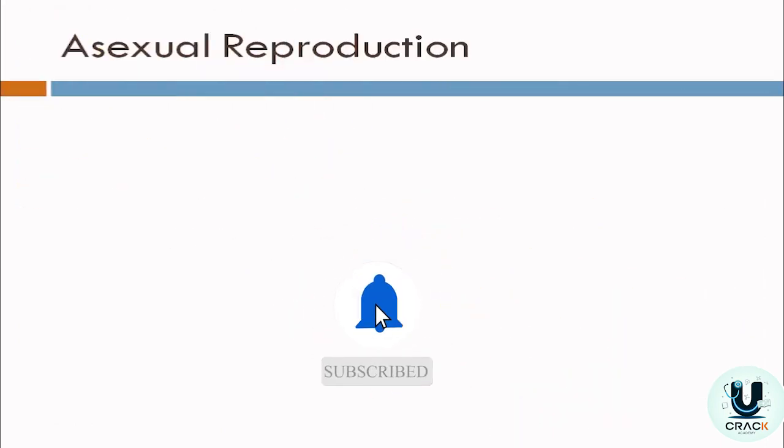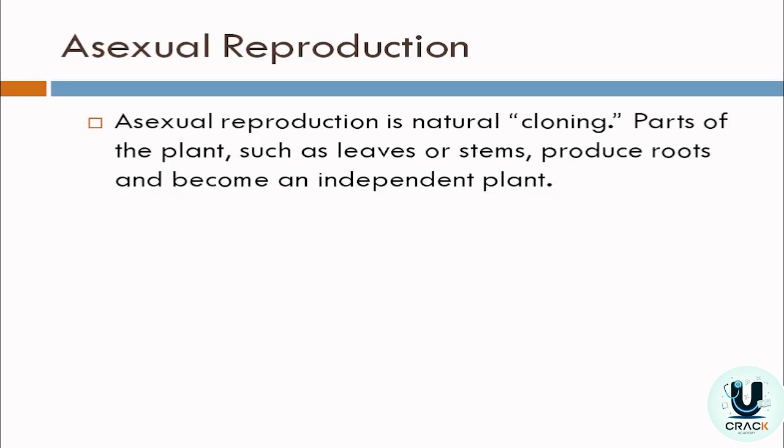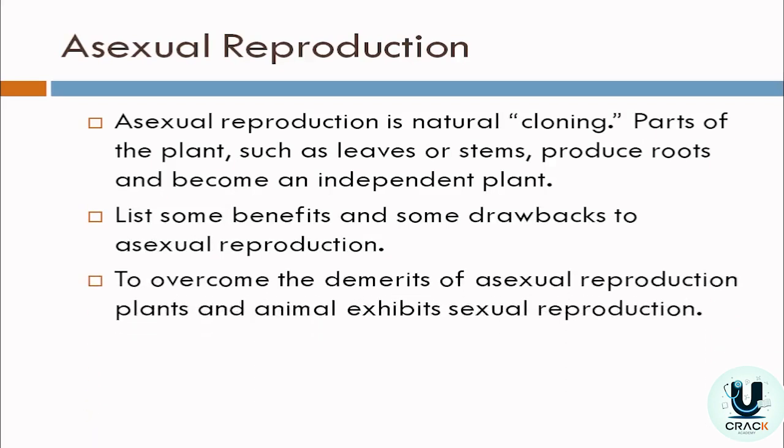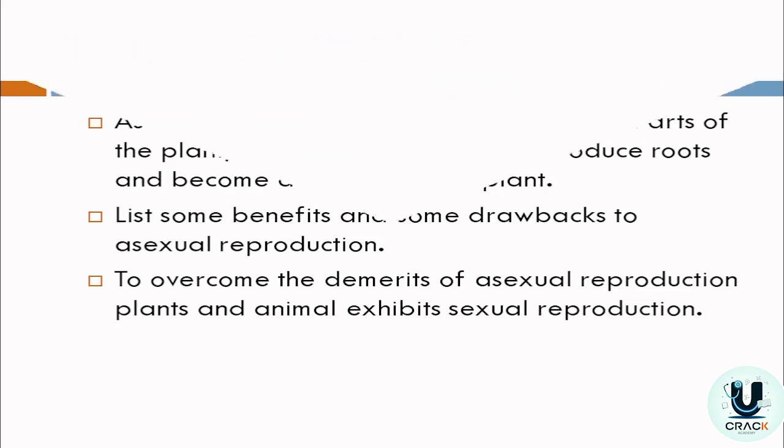Asexual reproduction gist. Asexual reproduction is natural cloning. Parts of the plant such as leaves or stem produce roots and become an independent plant. List some benefits and some drawbacks of asexual reproduction. To overcome the demerits of asexual reproduction, plants and animals exhibit sexual reproduction.